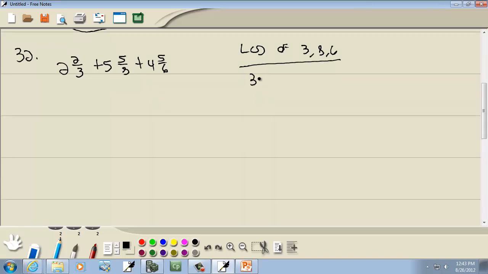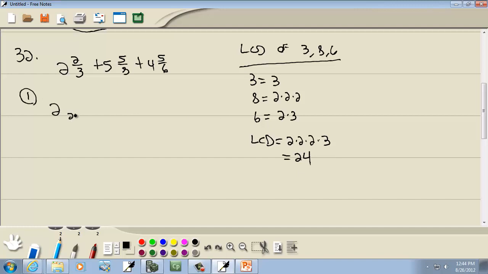Let's do the prime factorization of each one of those. 3 is prime, so that one's done. 8 is 2 times 2 times 2, and 6 is 2 times 3. Well, we'll start with the first prime, 2, and I'm looking for the greatest number of 2's in any single line. There's none here, there's 3 here, there's 1 here. So the greatest number of 2's in any single line is 3 of them. And then I go to my 3. I'm looking for the greatest number of 3's in any single line. There's 1 here, none here, 1 here. So the greatest number of 3's in any single line is 1. So we got 2, 4, 8 times 3 is 24.